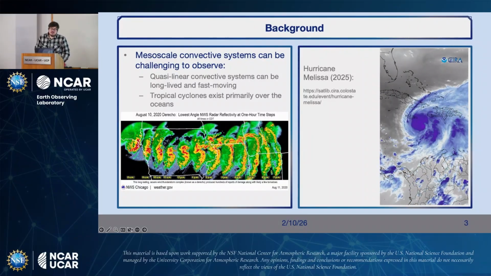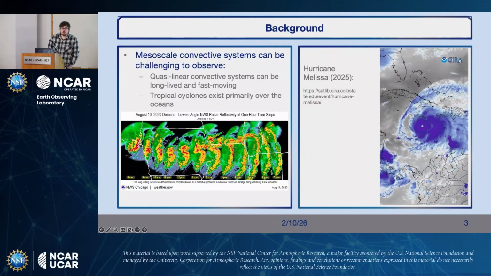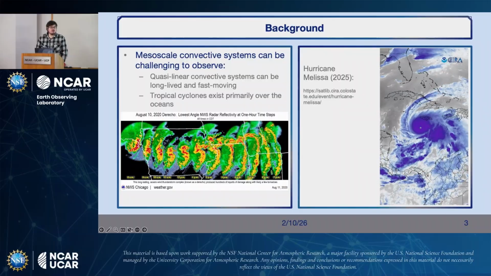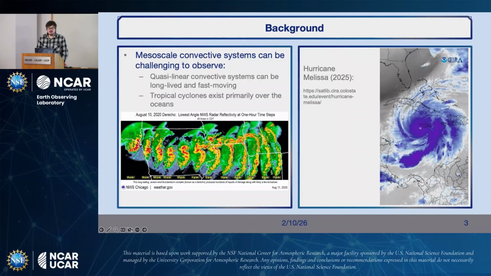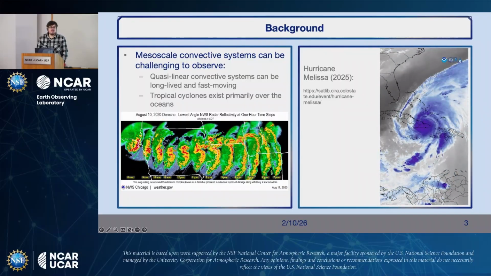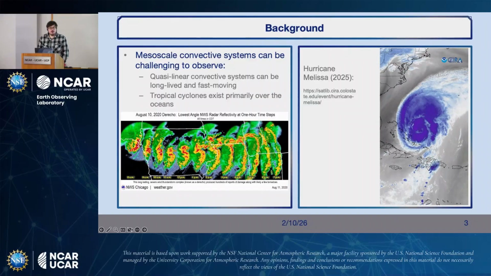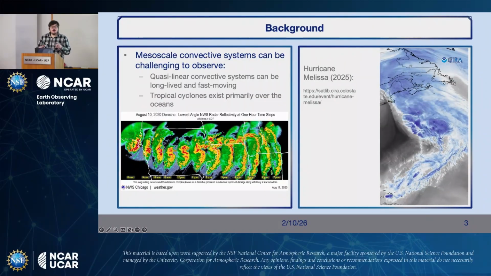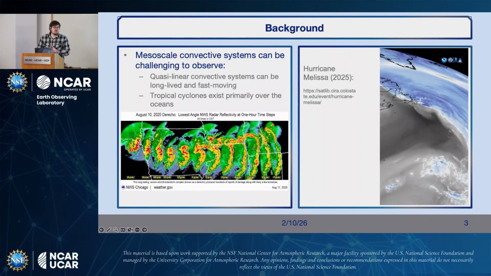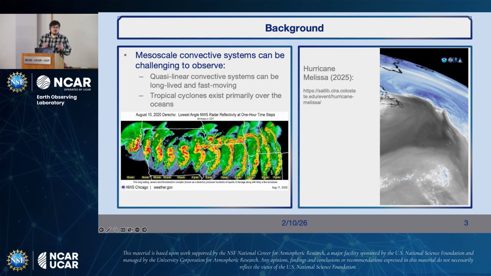Okay, so I wanted to approach the main problem that I was working on during my postdoc as: what can APAR do, what systems can APAR observe that allow us to take the dual polarization capabilities of it and extract as much information about mesoscale convective systems as we can.